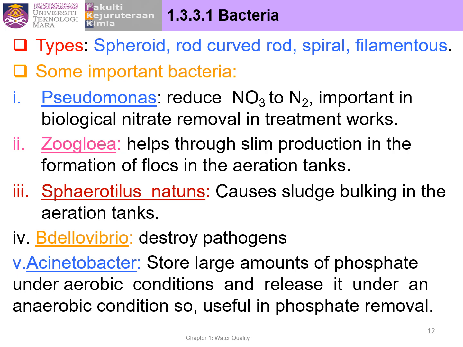We have Pseudomonas, we have Sphaerotilus natans, Acinetobacter. Okay, so each of these has a purpose. For example, Pseudomonas reduces nitrate to nitrogen. And then we have Acinetobacter, which stores a large amount of phosphate. Okay, very useful in phosphate removal. So this is a few examples. You can read this.